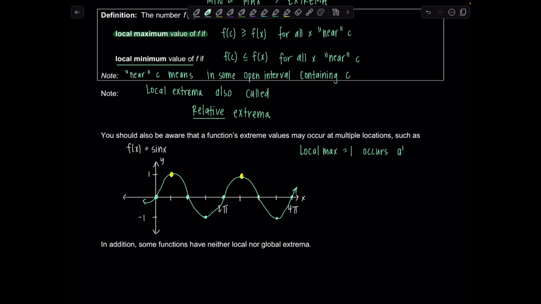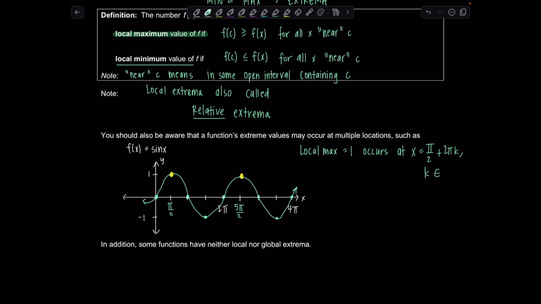I'm going to say it occurs at x equals. The first one is pi over 2. And then it repeats every period, right? So every 2 pi added to that, like this right here would be pi over 2 plus 2 pi, so 5 pi over 2. And then keep going and going and going. So I'm going to say pi over 2 plus 2 pi k, where k is an integer.